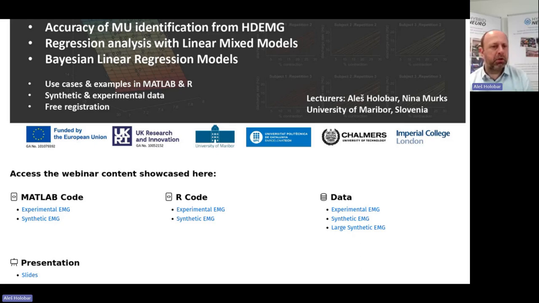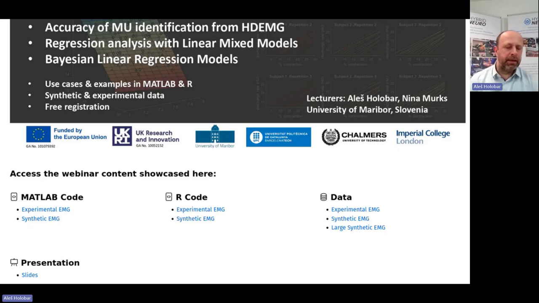On the web page, you will find basically two scripts covering the MATLAB code, two mostly identical scripts doing the analysis in RStudio, and basically three sets of data. One experimental, I will explain how this was acquired, and two synthetic, one of moderate size and one of large size. And the synthetic EMG script allows you to generate whatever you want in the synthetic case. So basically you can freely play with the parameters, and today I will just show you how you can change these parameters, and then later on you can play on your own.